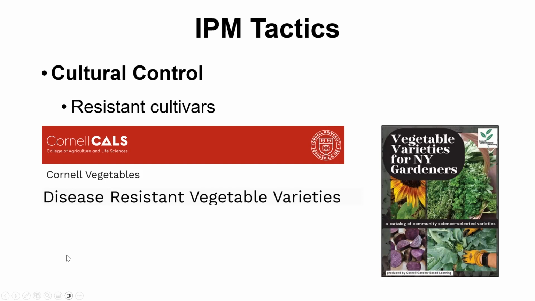And also, looking at seed packets. If you're online, whether you buy online or in a store, you can always look on the seed packets or look on the online description for things that are resistant to certain diseases, especially if you have that disease problem over and over.